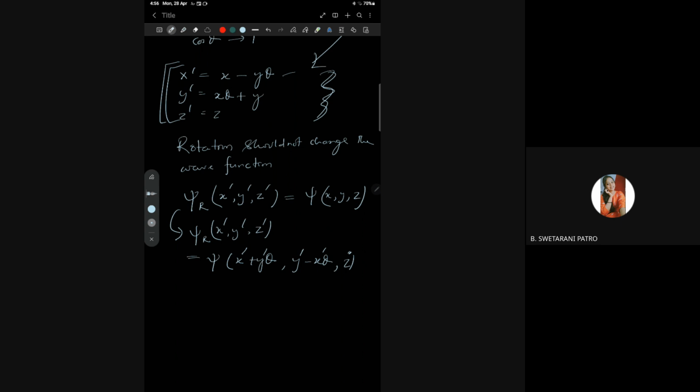So that is basically your equation number 1.38 a, b and c. That's what it is telling me. All right.